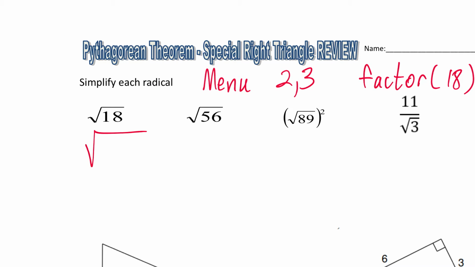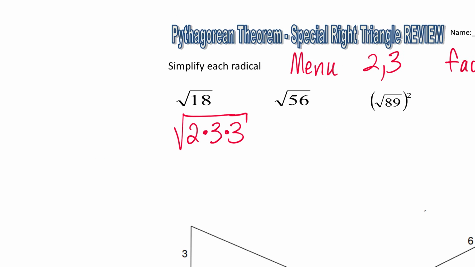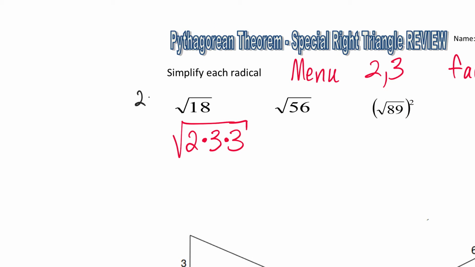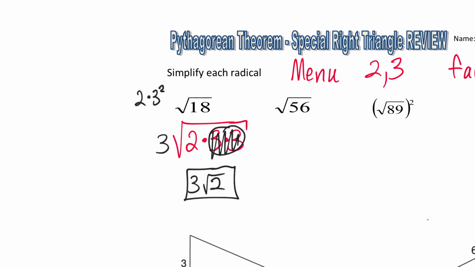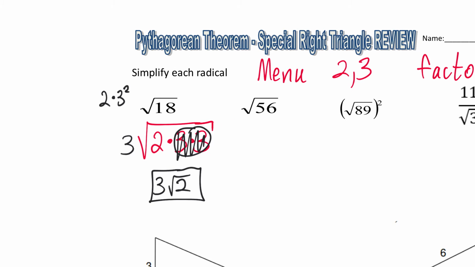Okay, so when you do that on 18, what does it give you? 1, 2, and 2 3s. Which in your calculator is going to say 2 times 3 squared, and that means 2 3s. So what do we do from here? Circle the pairs. That's a 3 that comes out. So 3 on the outside, 2 on the inside. 3 square root of 2. Haven't we learned this before? Yes, this is the review for your test tomorrow. Oh, okay. Yes. All right.